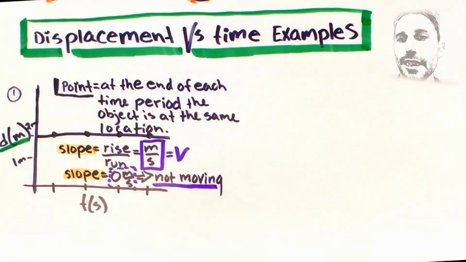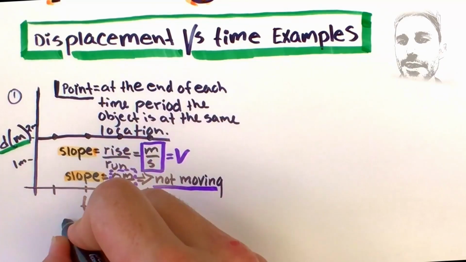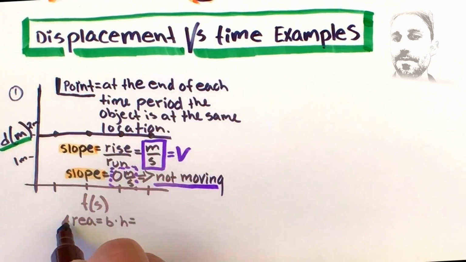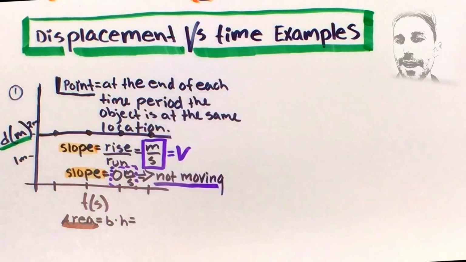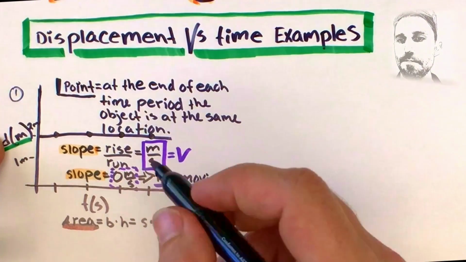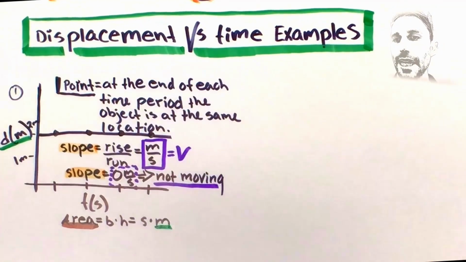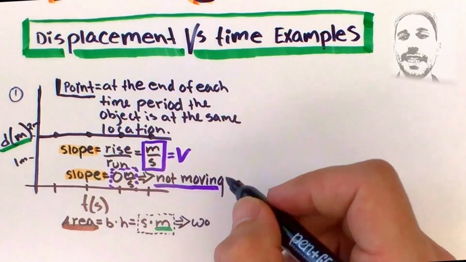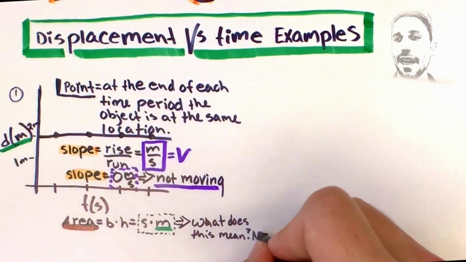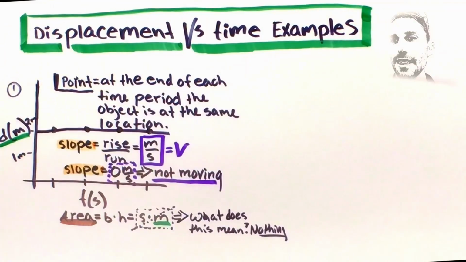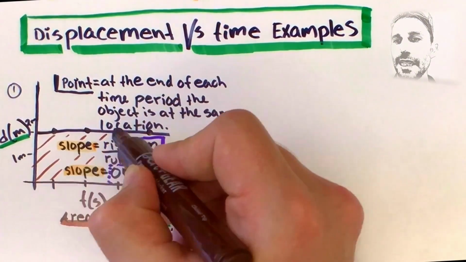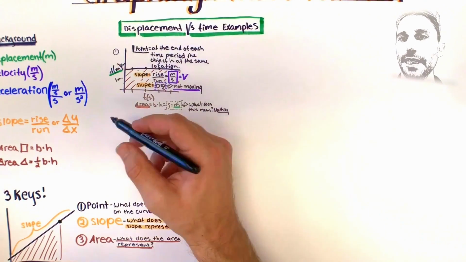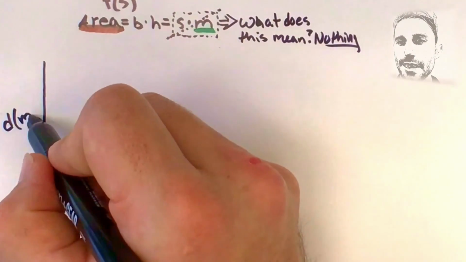But the key is knowing that the rise over the run is the rise units of meters, the run units of seconds. Meters per second is telling us velocity. So now let's look at the area. The area here is the base times the height. The base is in seconds, the height's in meters. And seconds meters doesn't tell us anything. So the area, what does this mean underneath the area of a displacement time? Not really anything. There's not too much info that is really important in the displacement versus time. Let's get another little example here.